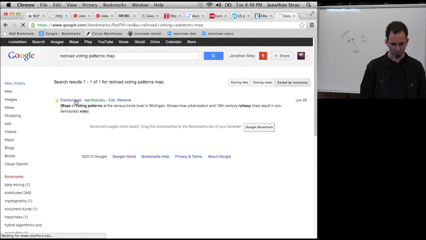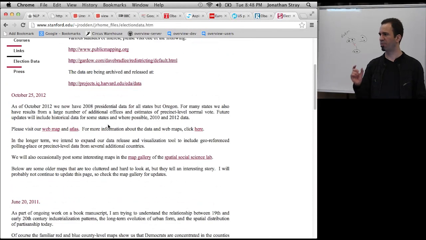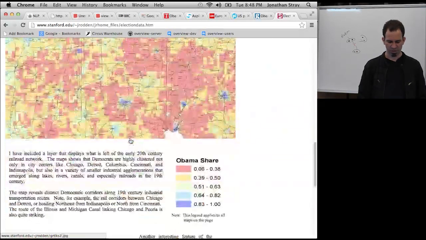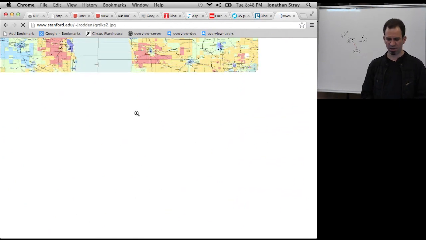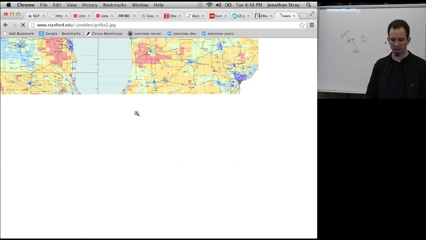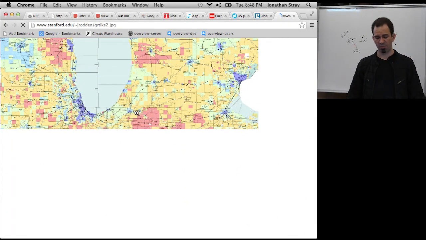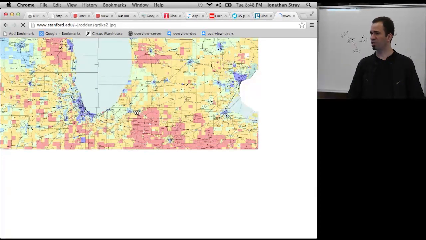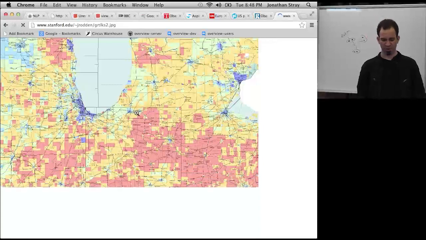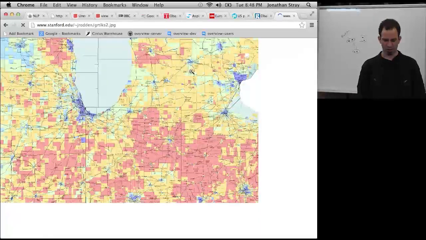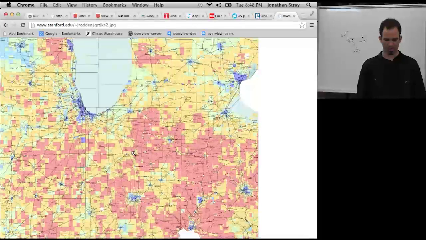There you go. This is census tract level, so almost the block level data for how people voted in Michigan. And what you see is some very interesting patterns. First of all, basically, the higher the population density, the more liberal you're voting. Also, it points out that along the old railroad corridors, like this corridor here, and up through here, tend to be more liberal as well.